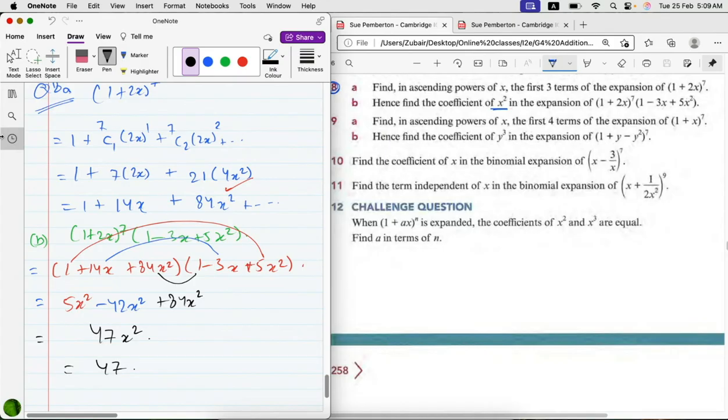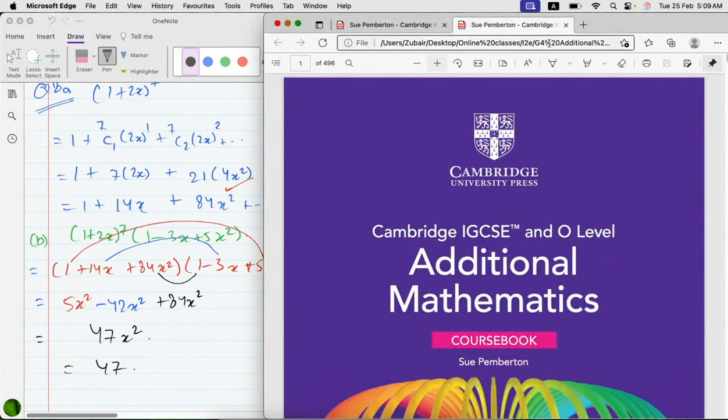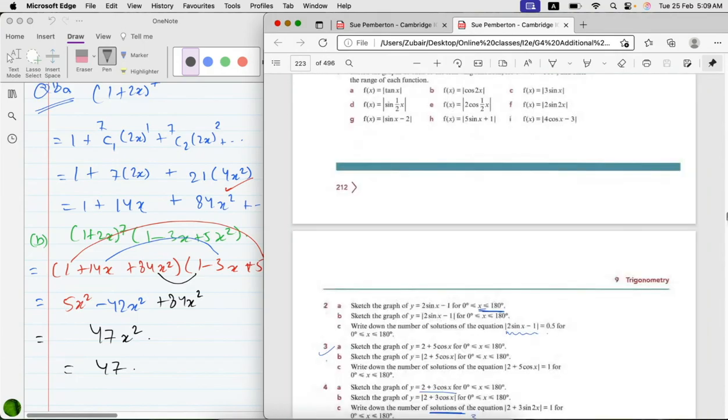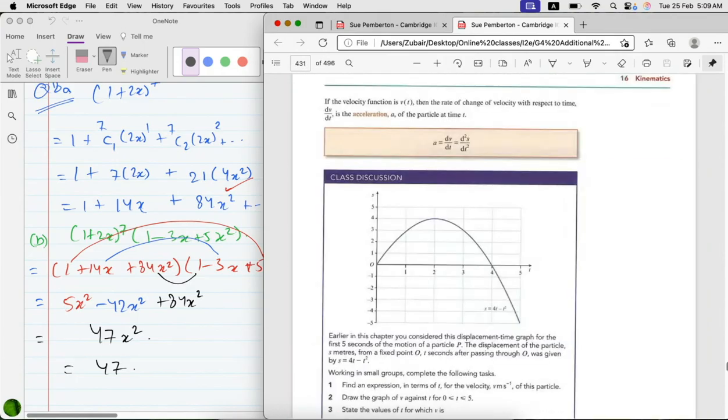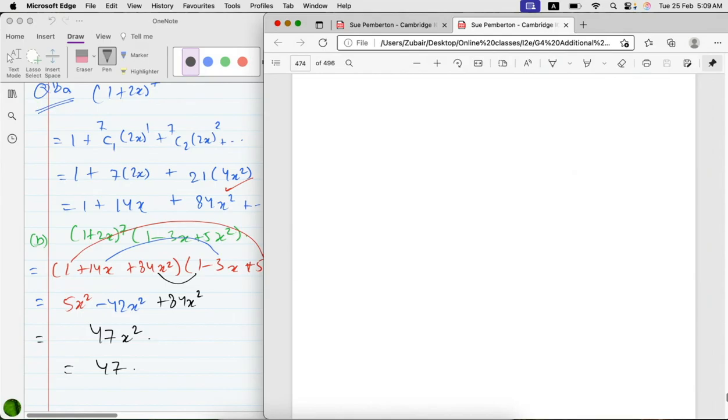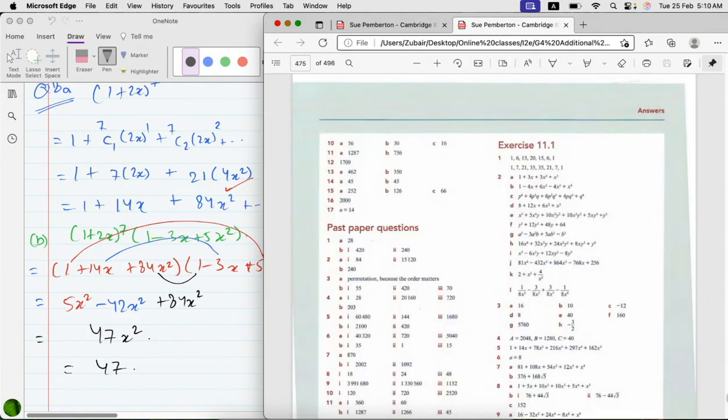So we basically multiplied into both of the expressions to see how we would get x squared. Yes. We can multiply the complete terms, but we just needed x squared.